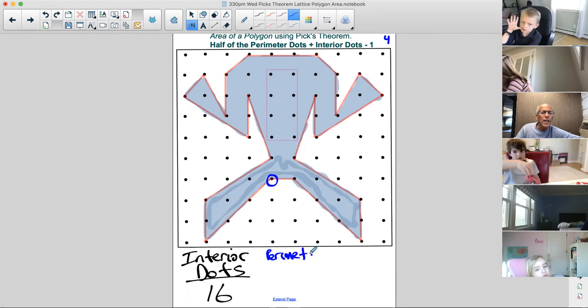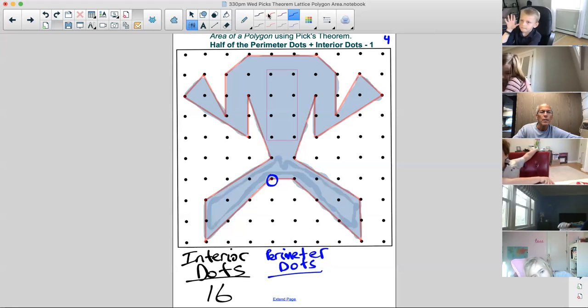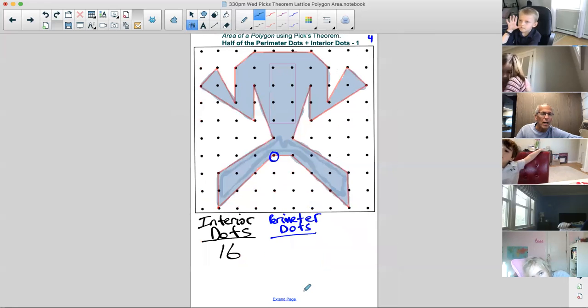And Roman, can you put that away and start doing the exercise that we're all doing? That would be awesome. I can't find my pen. Thank you. And I want you to count the perimeter dots now. Okay. But how?